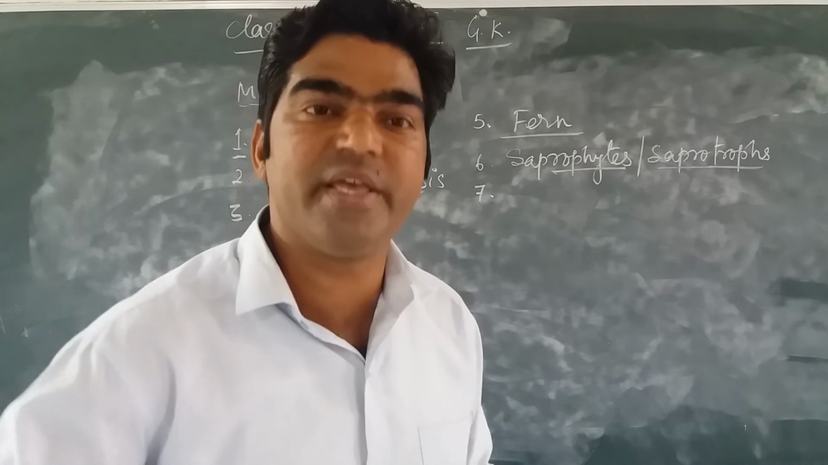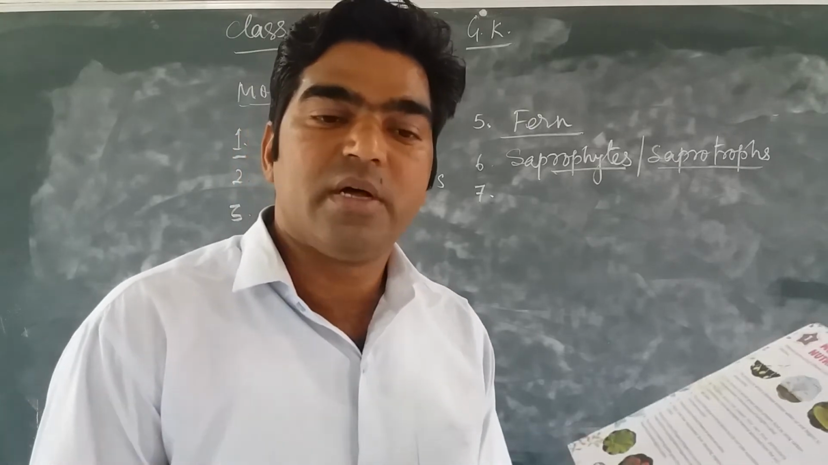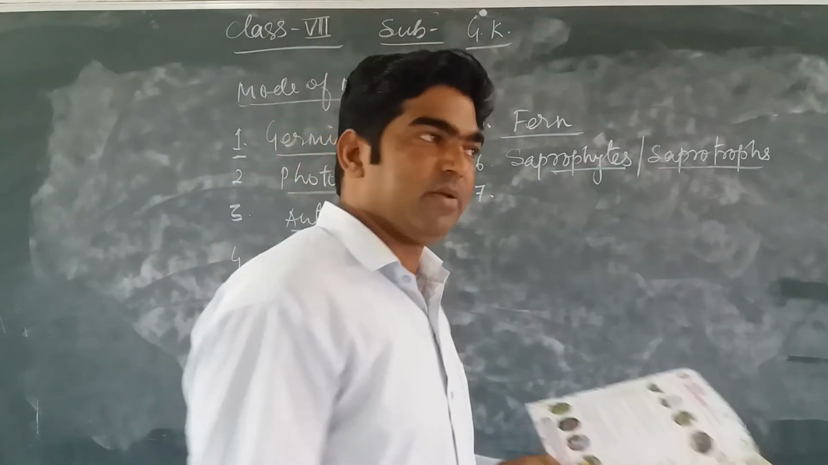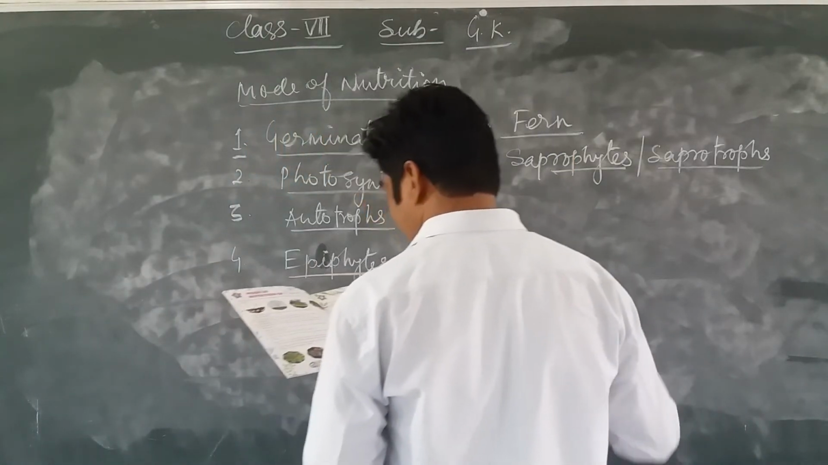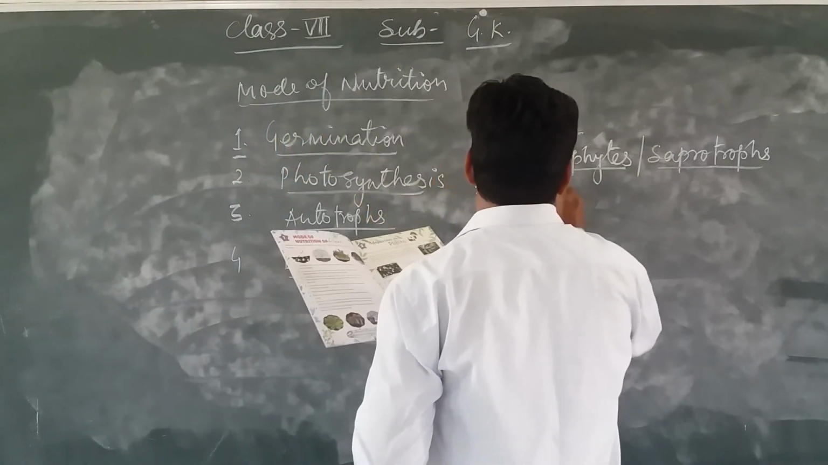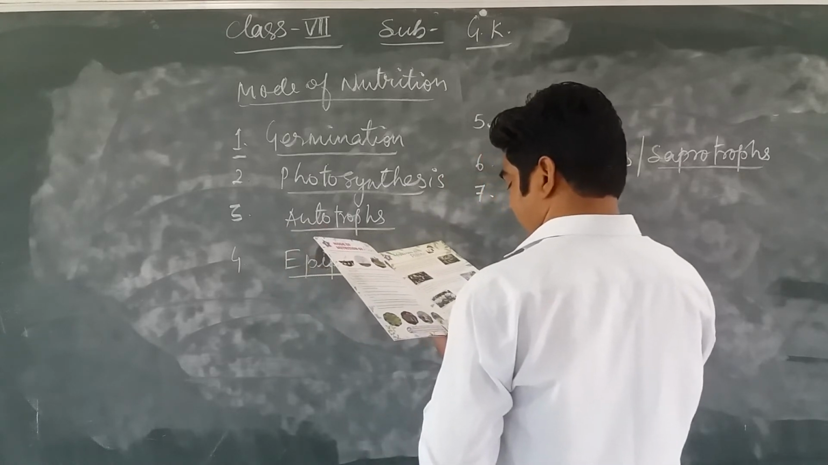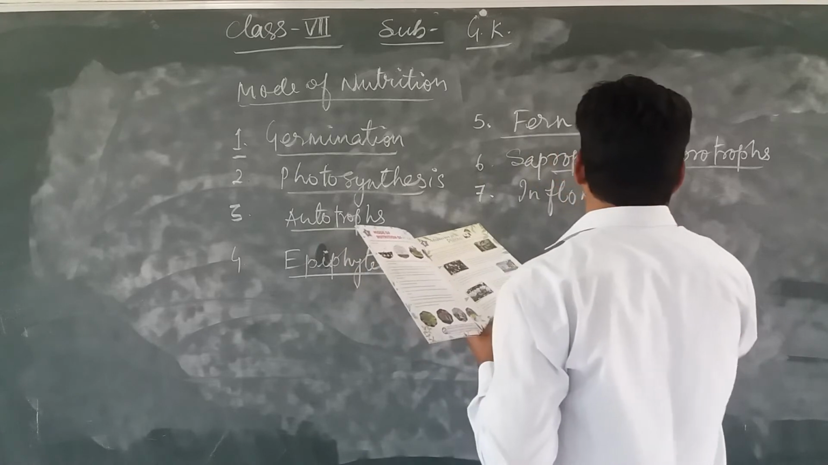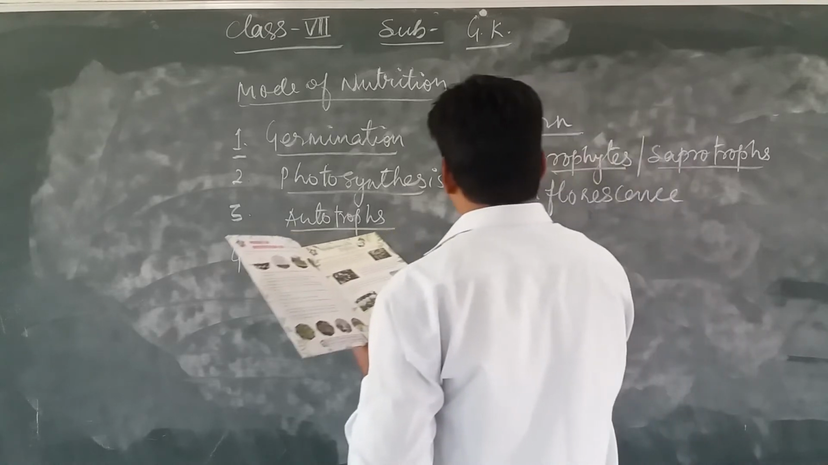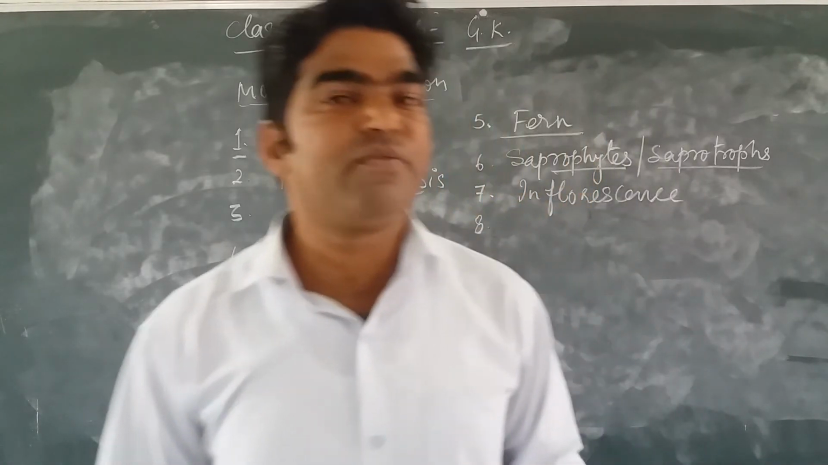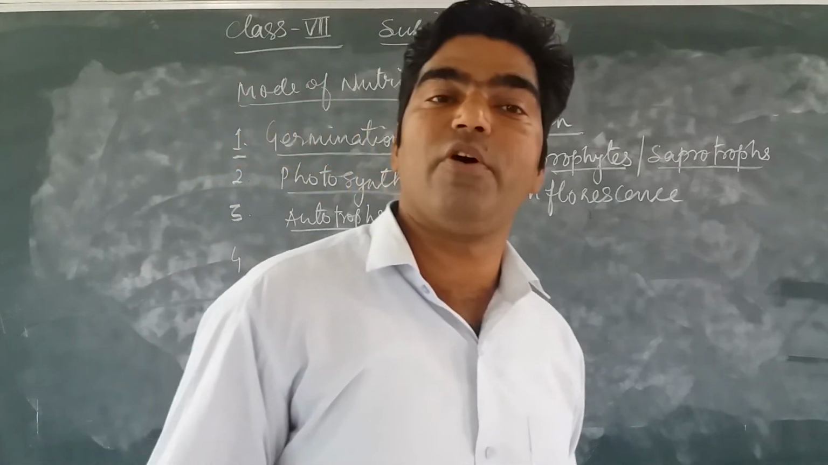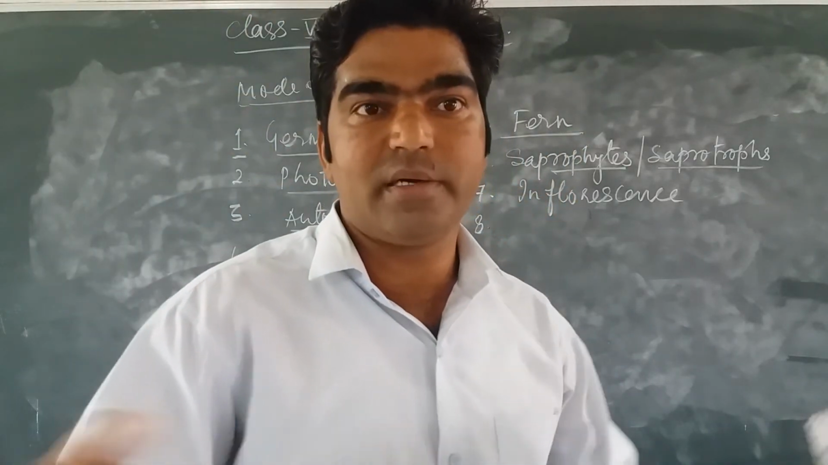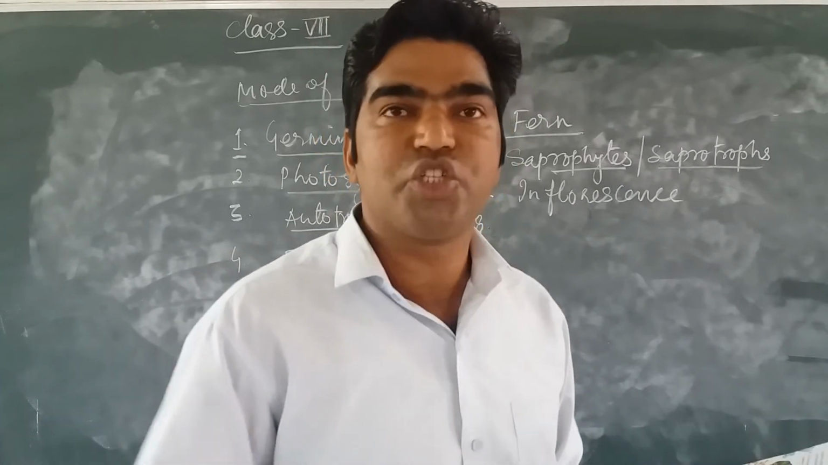Inflorescence means the way, the method by which the flowers are arranged on the stems. Okay. And last one, inflorescence means the arrangement of flowers on the stems. How it is arranged on the stems.